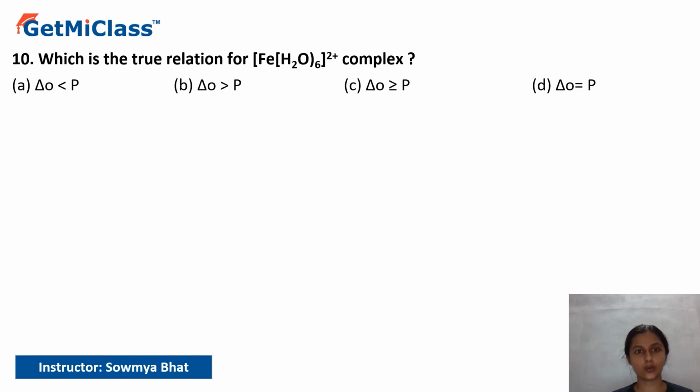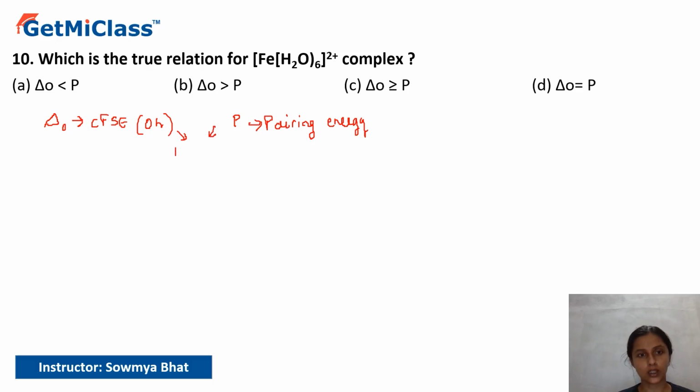Which is the true relationship for the hexa-aqua iron(II) complex? Here we have two terms in the options. One is delta O, the other one is P. Delta O is the crystal field splitting energy, or crystal field stabilization energy, for octahedral complexes, and P stands for pairing energy. The relationship between them entirely depends on the nature or the type of ligand.